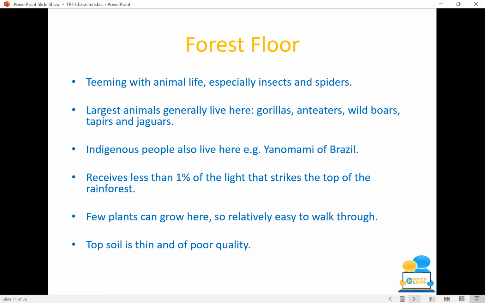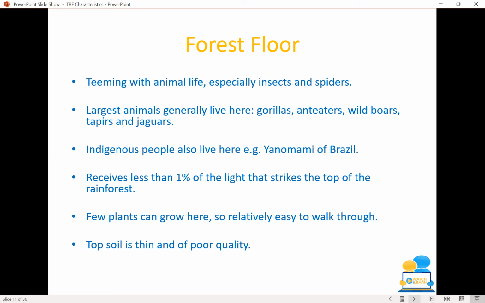Topsoil is thin and also of poor quality. Yes, there's a huge amount of growth within the tropical rainforest, but the soil in general, which would be a laterite soil, a red soil found at the bottom of the forest floor, is thin and it's not of good quality.